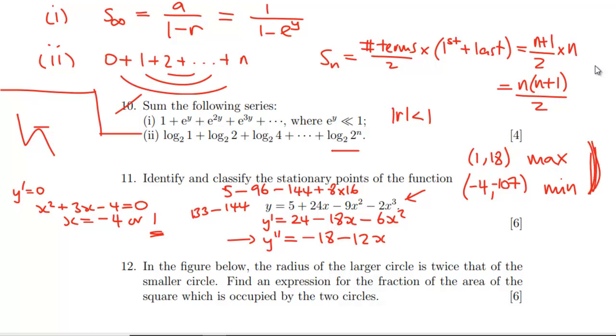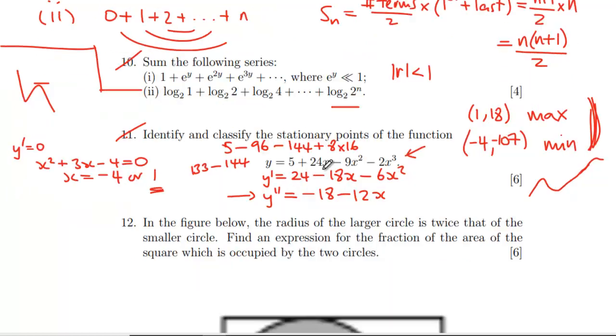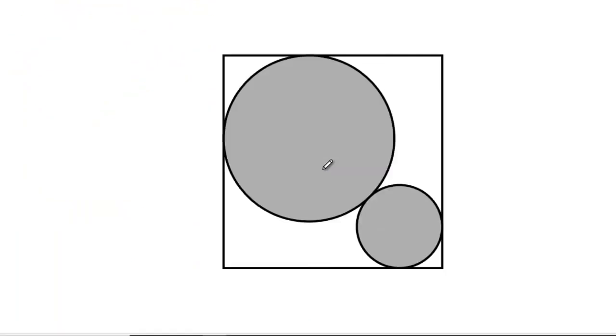It's not like we've got some weird higher level one where we might have some kind of point of inflection or a double root or something like that. We haven't got anything like that going on in this one. So that's question 11. How many more have we got to do here? Oh, question 12 is the last one.